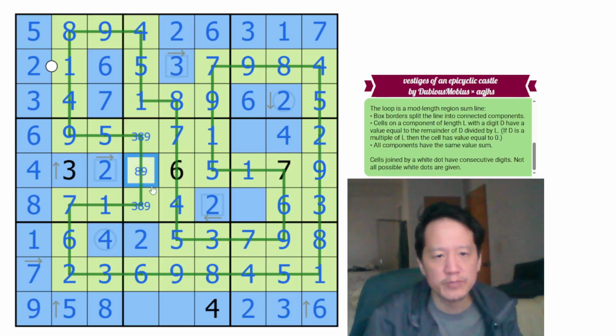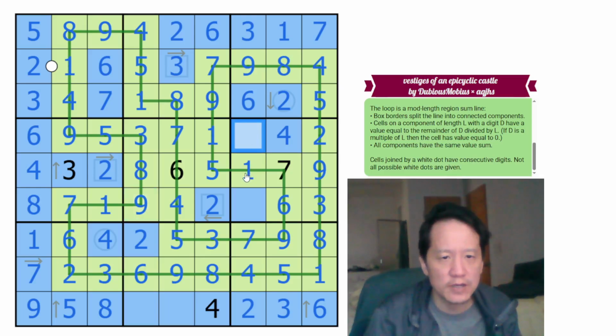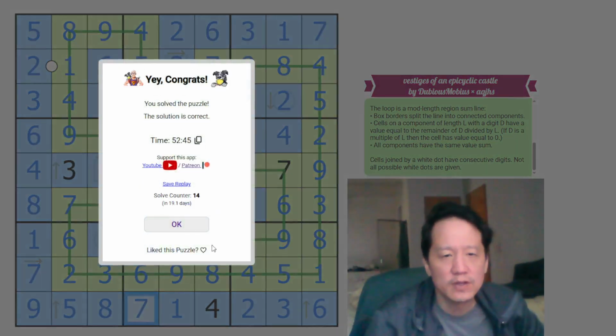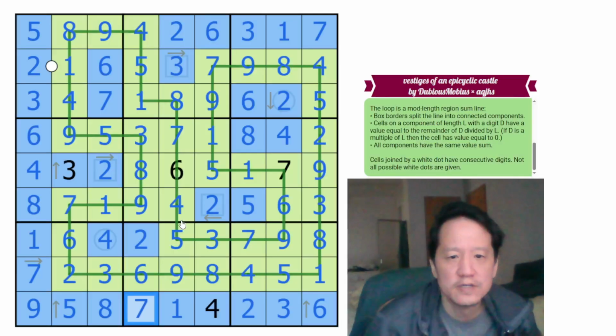This 9 means this can't be 9, so this is 8. This can't be 8 or 9, so this is 3. This can't be 3 or 8, so this is 9. And the remaining digits now are, this has to be an 8, this has to be a 5, this has to be 1, and this has to be 7. And that's how you solve it.